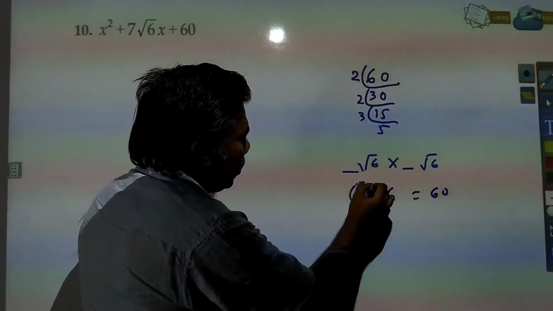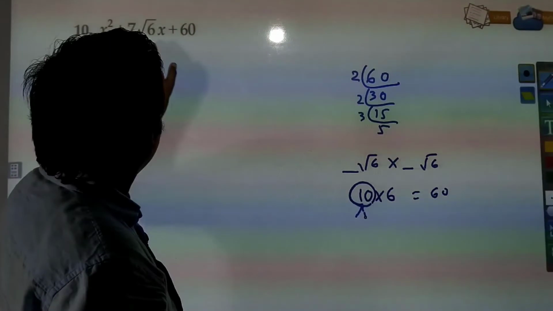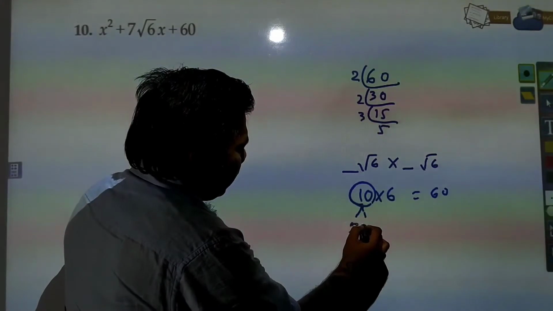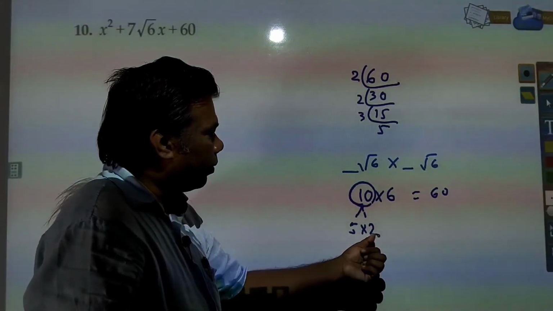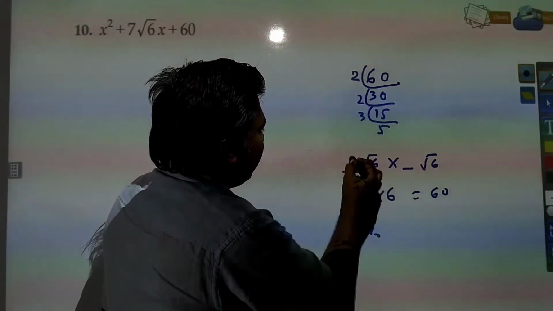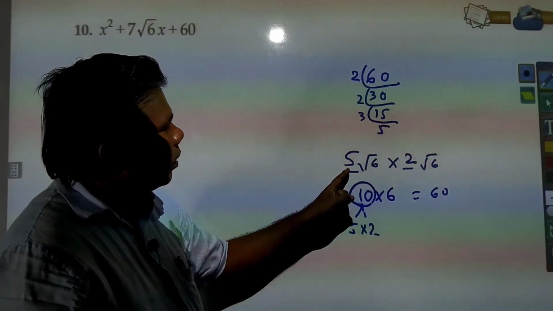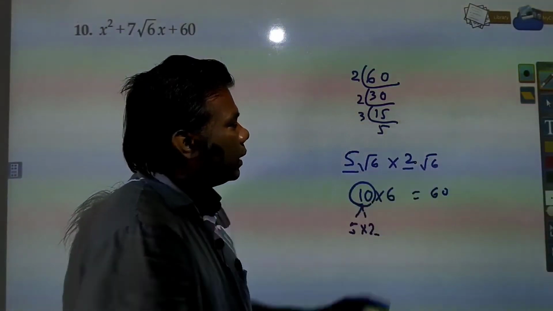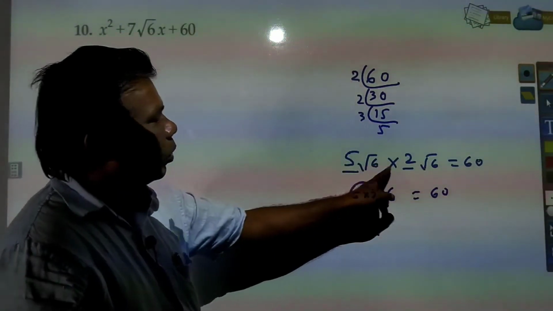Now 10 is required to be split in two parts so that we should get 7 root 6. So it can be written as 5 into 2. 5 2s are 10, and if you are adding 5 and 2, what will you get? 7. So it can be written as 5 root 6 and 2 root 6. Now you see, 5 2s are 10 and root 6 into root 6 is 6, 10 6s are 60. Product you will get 60. And if you are adding 5 and 2, you will get 7 root 6.